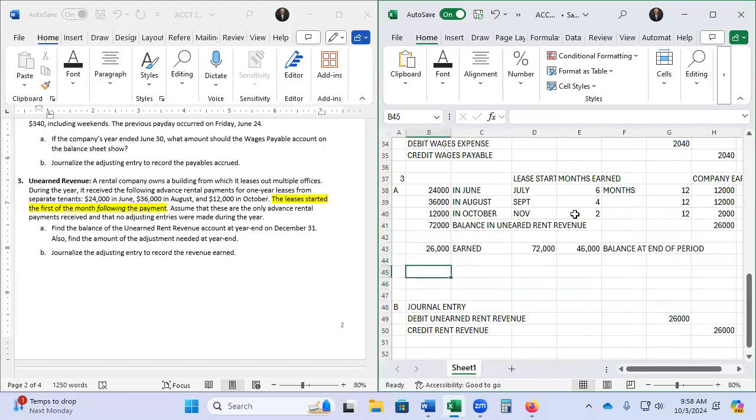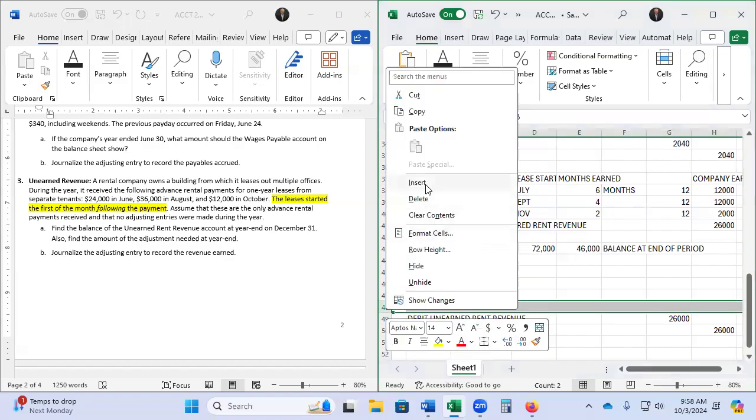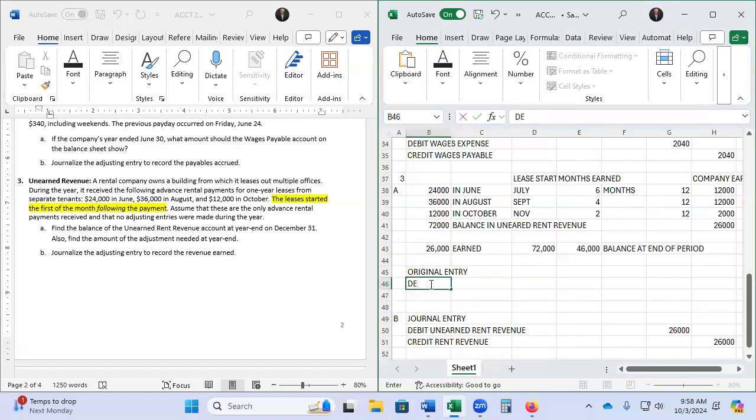And when they made the entries, they would have made a debit to cash for the amount received. So let's say the first one, 24,000. And then they'd have a credit to unearned rent revenue for 24,000. And so what we're doing is we're utilizing some of that. So we're eliminating the liability because we earned some of it.